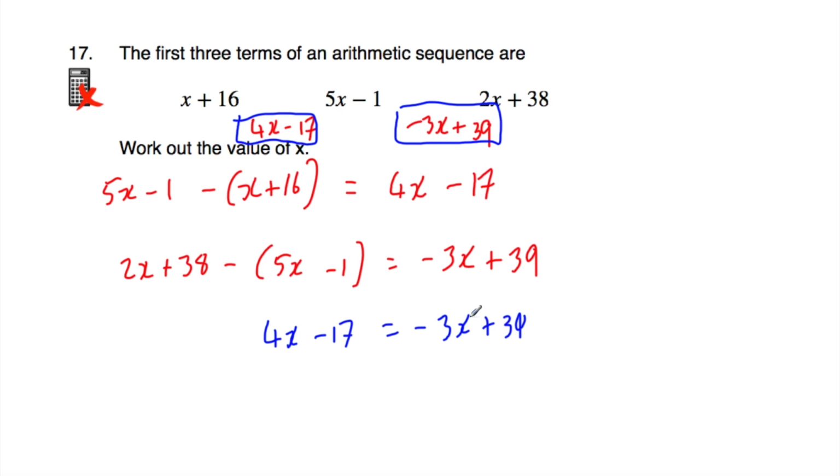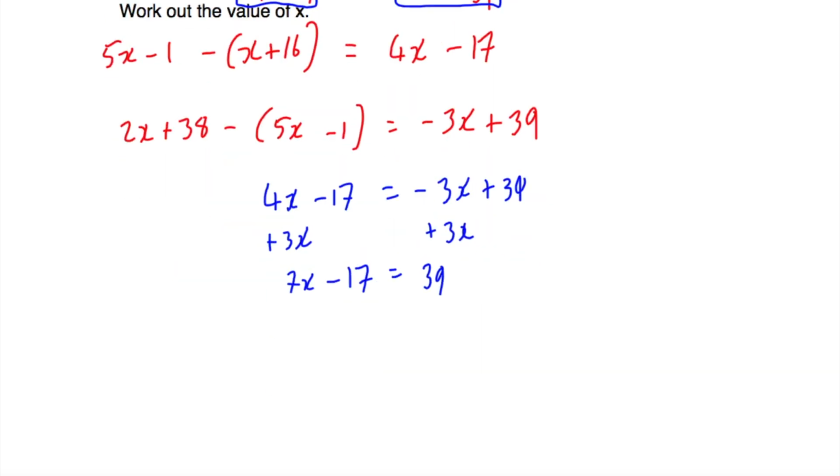So let's add 3x's to both sides. I want to get rid of the lowest number of x's here, which is minus 3x. So let's add 3x and add 3x. 4x's plus 3x's is 7x's, and then we've got minus 17, and then on the right hand side of the equation we've got minus 3x plus 3x, that's 0, and then we've still got our 39. So we've just added 3x's to both sides of that equation there, and now we want to solve this equation.